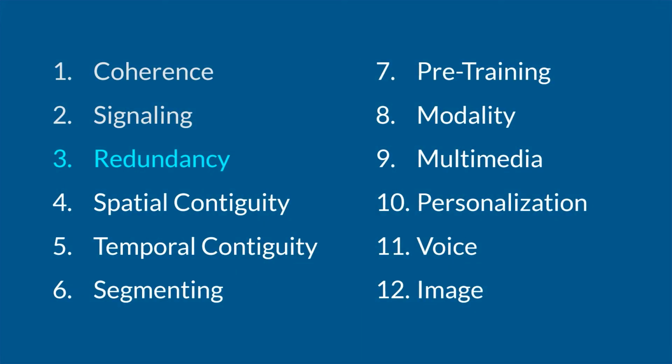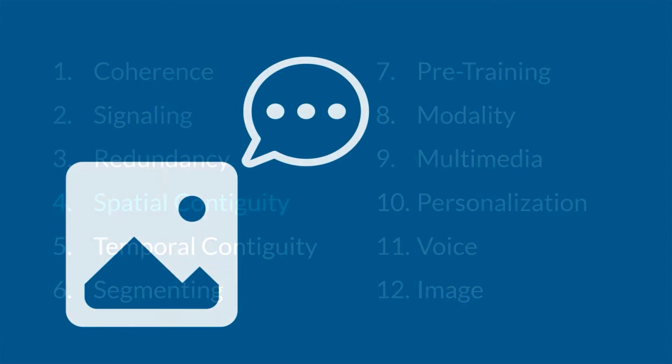The fourth multimedia principle, the spatial contiguity principle, states that when words and pictures are related, it is better to show them near each other rather than far away from each other. This close spacing helps establish a sense of relationship as the learner builds an understanding of the content.